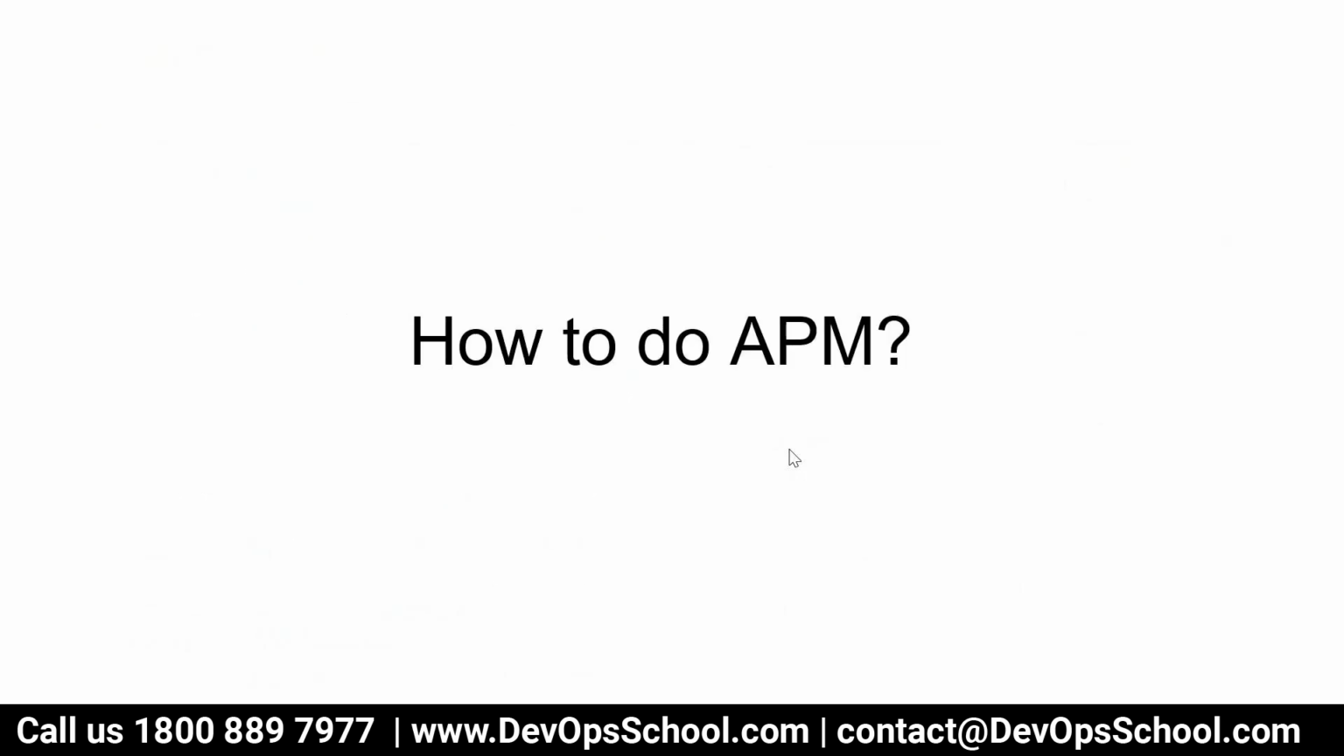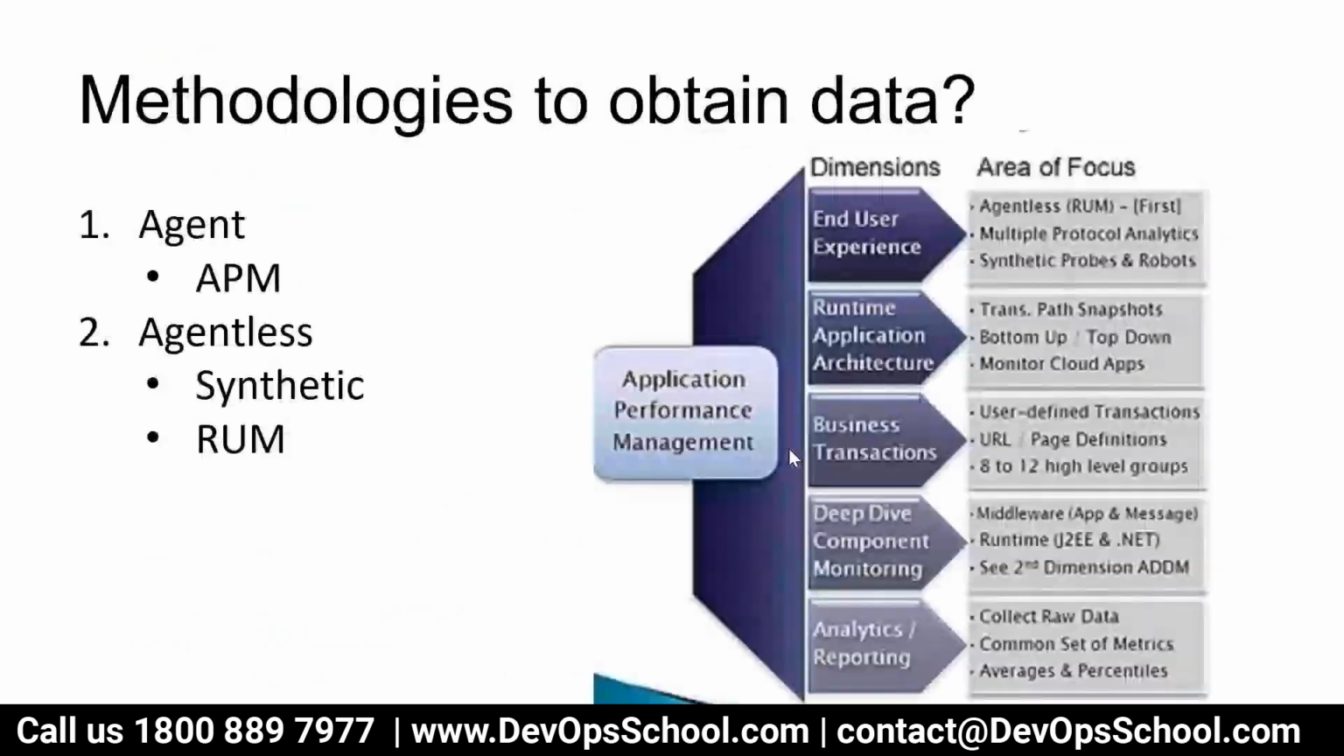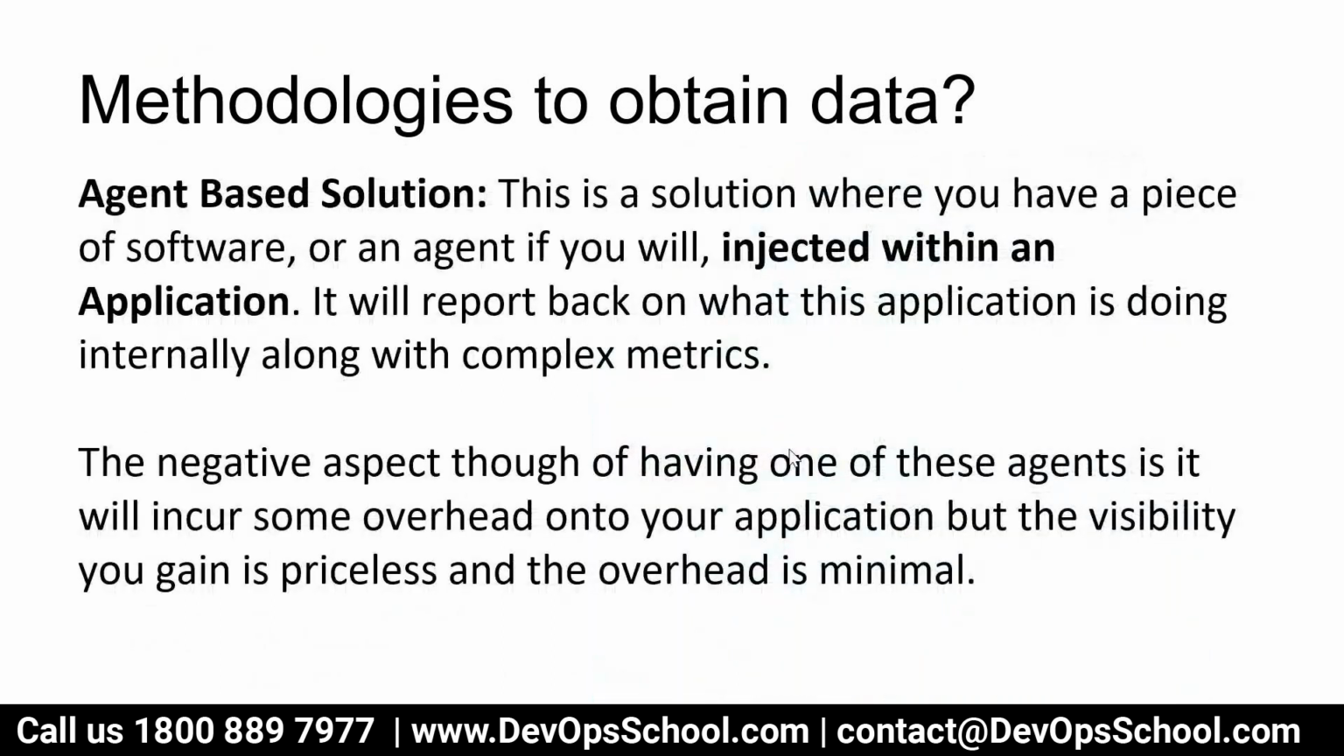So now the question is, how do we do APM? Okay, so we have APM with agent, APM with agentless also, and synthetic RM. So how do we collect the data? How do you obtain the data?